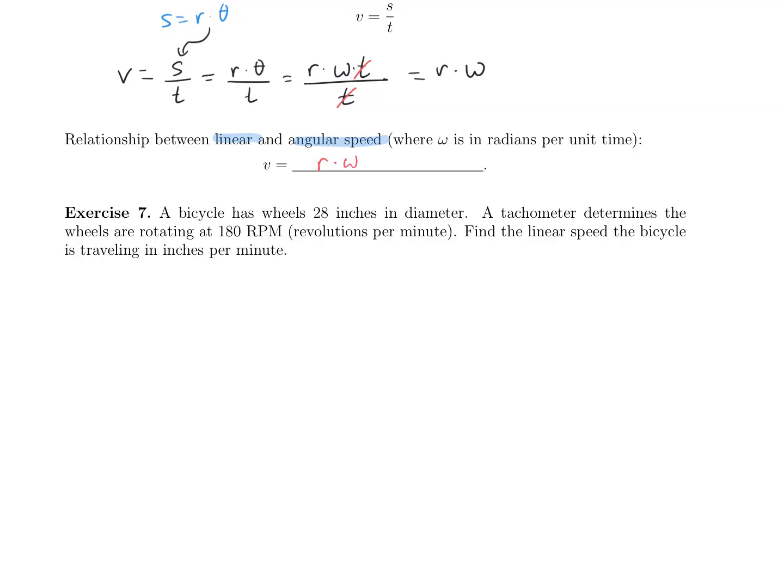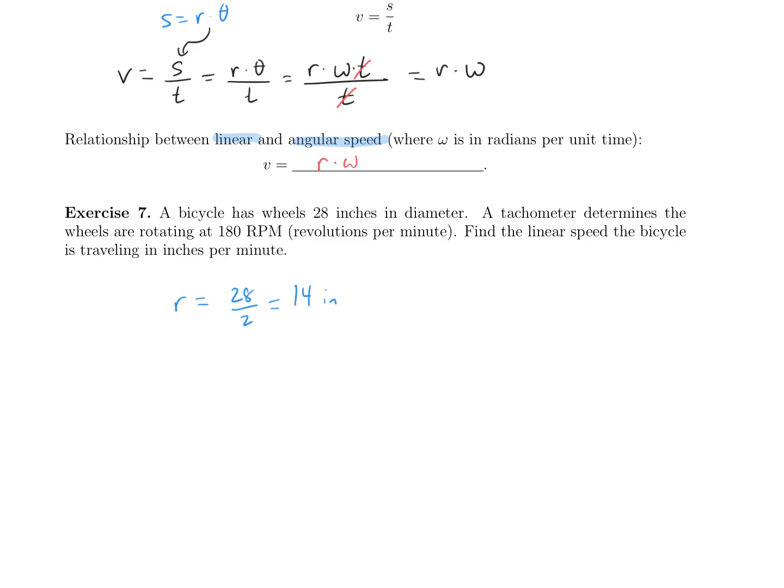A bicycle has wheels 28 inches in diameter. So we need the radius. We're going to have to divide that diameter by 2 to get the radius. Let's start with that. The radius is going to be 28 divided by 2, which is 14 inches. So now we have the radius. A tachometer determines the wheels are rotating at 180 revolutions per minute, RPMs. Find the linear speed the bicycle is traveling in inches per minute.